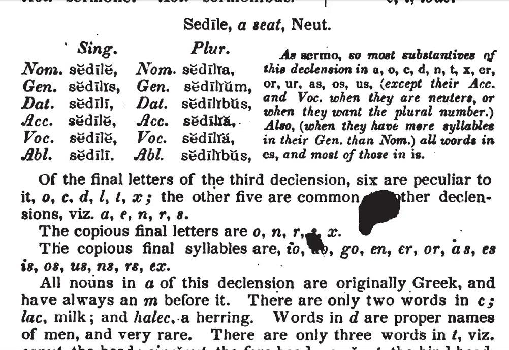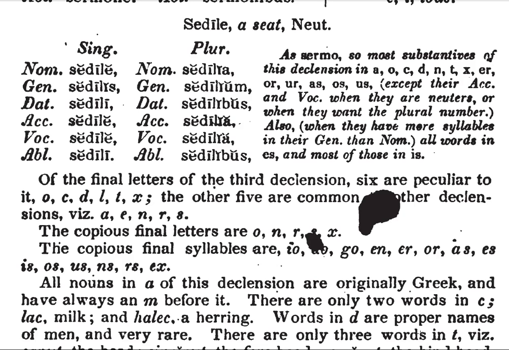Of the final letters of the third declension, six are peculiar to it. A and c and d and l and t and x only occur with words of the third declension. The other five are common to other declensions, and you can find examples in a in the first, and also here in the third, e, n, r, and s, also shared with other declensions. The copious final letters are a, n, r, s, and x. The copious final syllables are io, do, go, n, r, or, as, es, is, os, us, ns, rs, and x.